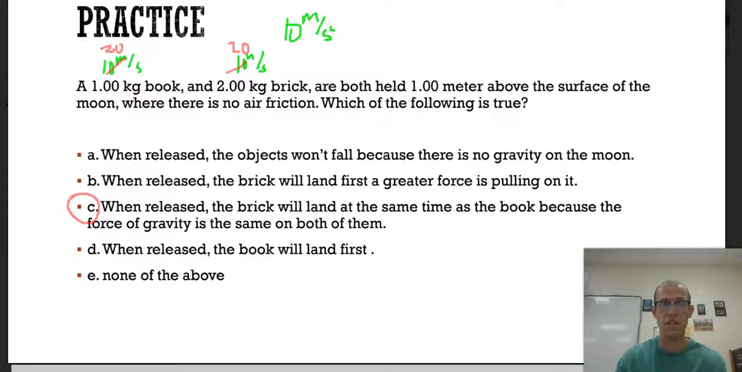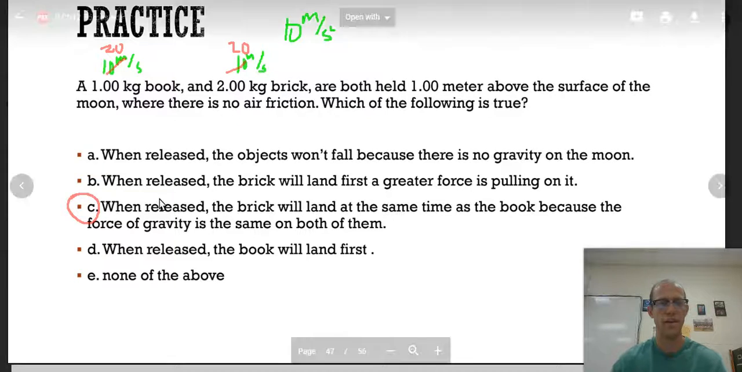If you put two objects in a vacuum, a feather and a hammer, and drop them, they're going to land at the same time. It seems bizarre, but there are videos out there to show you that. I think Mythbusters does a video on that, so you can look that up.